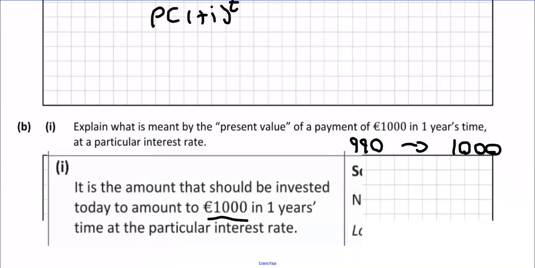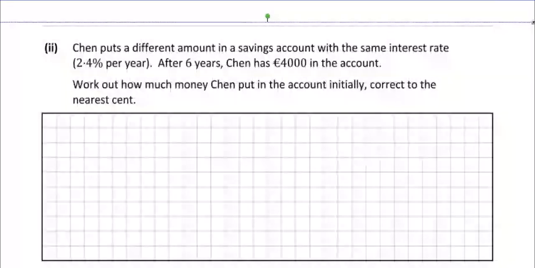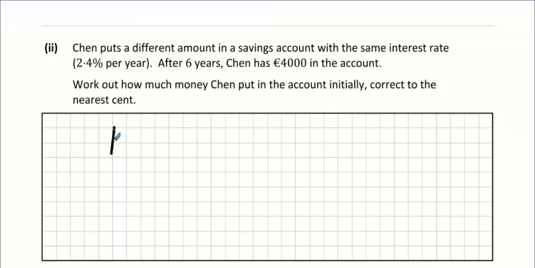Now let's go down to B part 2. Yeah, B part 2, guys. Jen puts a different amount into the savings account with the same interest rate. After 6 years, Jen has €4,000 in his account. So that's F equals, what's it? P(1 + I) to the power of T.